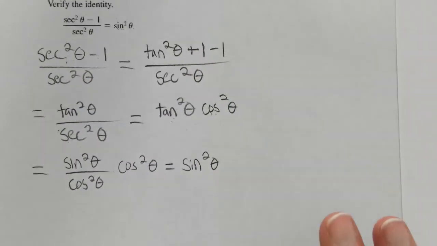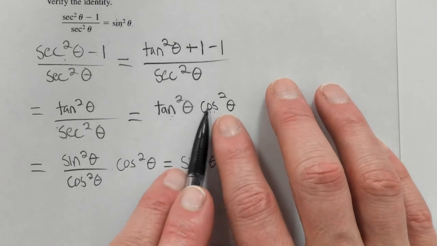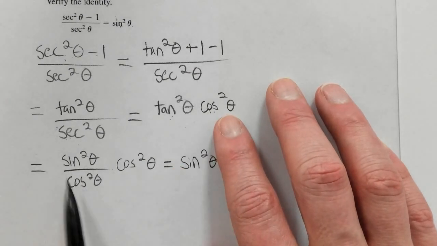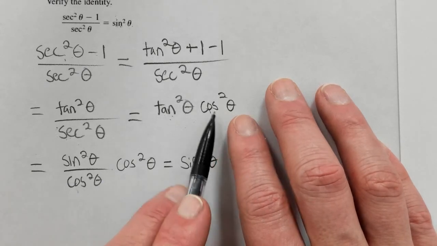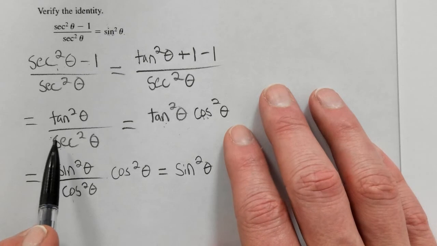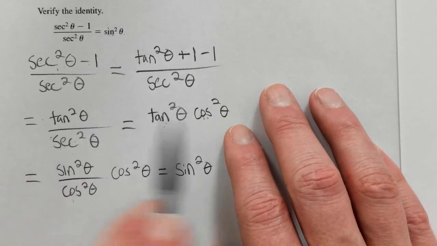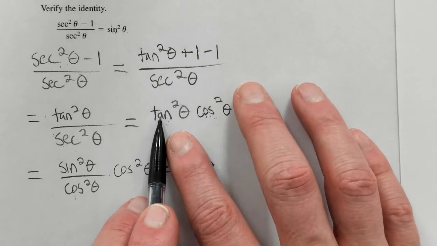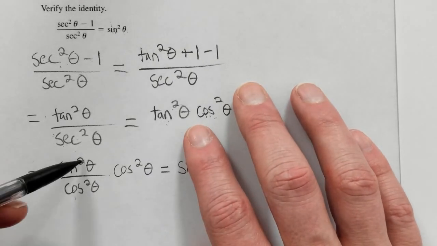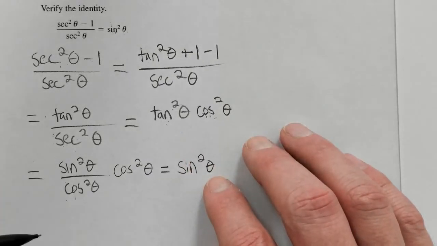All right, so now, since you can see the end result of this, and the fact that we were trying to make the cosine squareds cancel out, that shows you why it makes sense to turn 1 over secant squared into cosine squared, because we're trying to set up the next step of changing tangent squared into sine squared over cosine squared and making them cancel out.